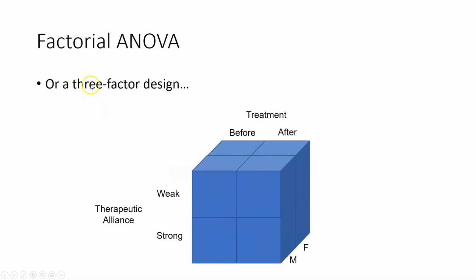We could also do what's called a 3-factor design, where you include 3 different independent variables, or 3 factors. We would call this one a 2 by 2 by 2. And you could see that there are 3 factors. Here's the first, here's the second, here's the third, and each of those factors has 2 levels in it. So we've got the same therapeutic alliance, weak and strong, as before, the same treatment before and after as before, but here we've added a 3rd dimension, and that's gender, male and female.